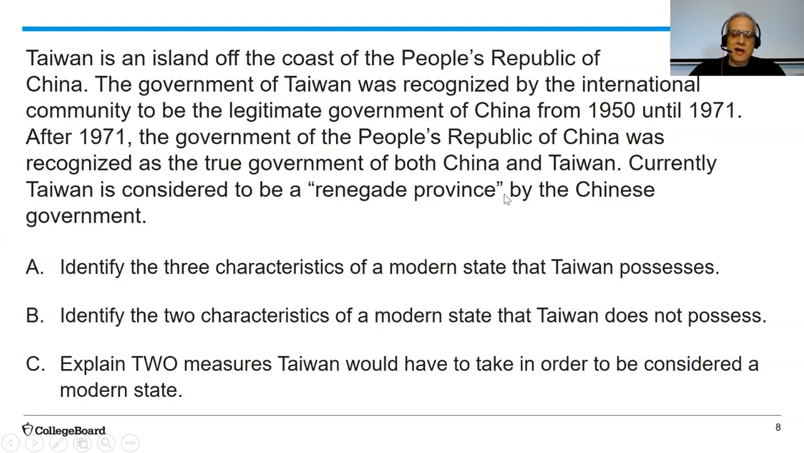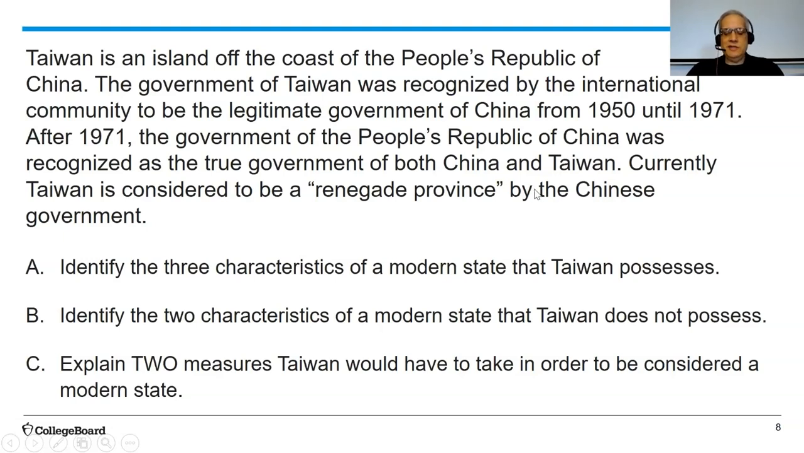The characteristics that Taiwan does not possess is that it is not sovereign anymore. Taiwan does not have sovereignty. It is part of the larger People's Republic of China, and because of that, it is not considered a modern state. The other characteristic that Taiwan does not possess is that very few countries actually recognize Taiwan as a country anymore. And so most countries, even the United States, consider Taiwan to be part of the People's Republic of China.